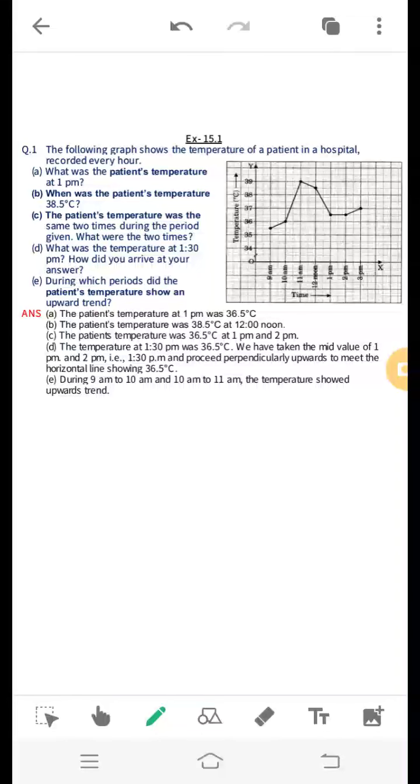Standard 8, Subject Maths, Chapter 15, Introduction to Graphs, Exercise 15.1. Question 1. The following graph shows the temperature of a patient in a hospital recorded every hour.